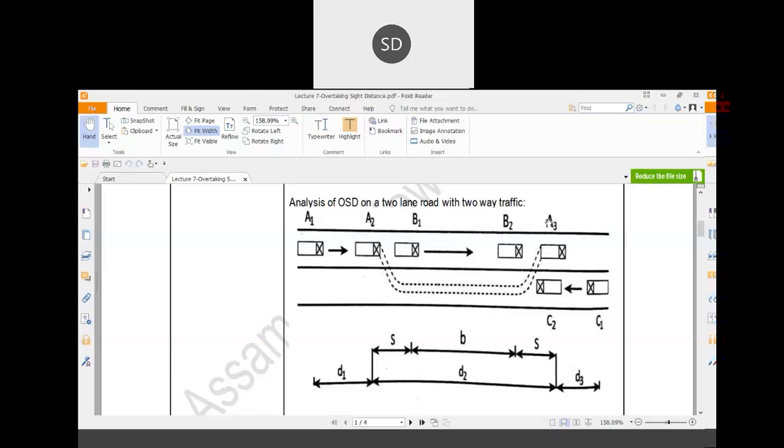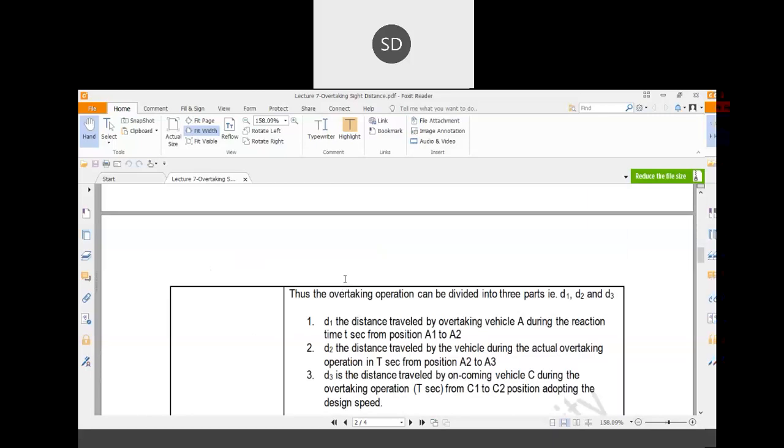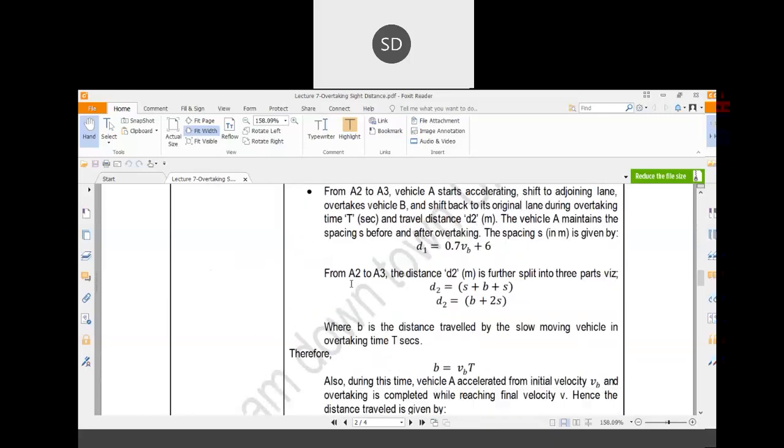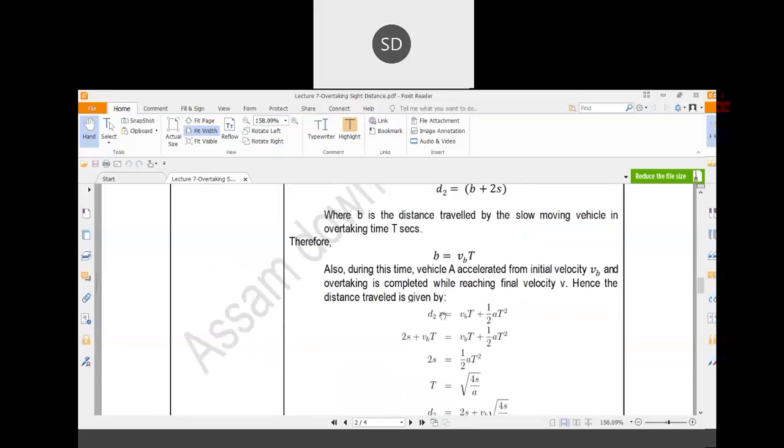And initially, what was your speed? That was your Vv meter per second. And if your acceleration is A, in that case, it would be Vv T plus half A T square. So basically D2 is Vv into T plus half A T square. So basically that is the distance you have covered over there.